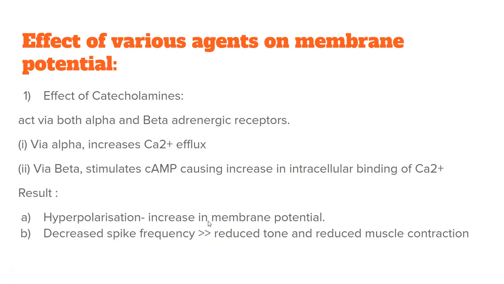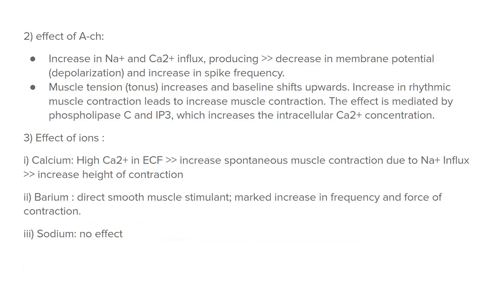There is an increase in the membrane potential and threshold potential, because of which the current that comes in needs to be a little higher to cross the threshold to form a spike potential. Not only that, the baseline spike frequency is also reduced, so the baseline tone of the muscle is also reduced. One, the threshold is increased, and the other, the frequency of spikes is reduced. Eventually it causes muscle relaxation. Catecholamines cause muscle relaxation through all these mechanisms.